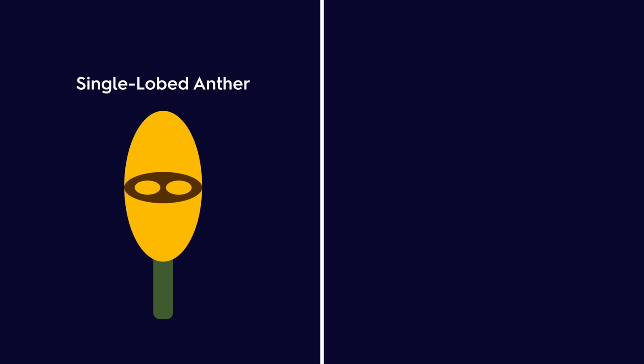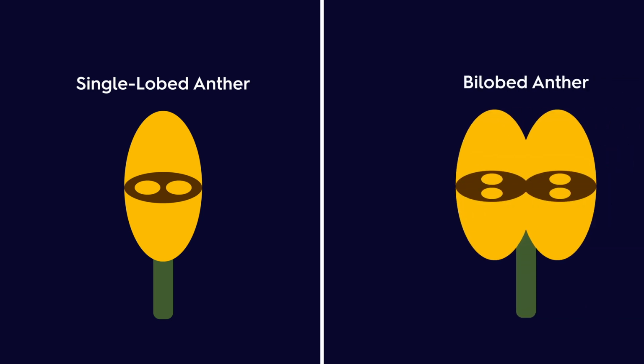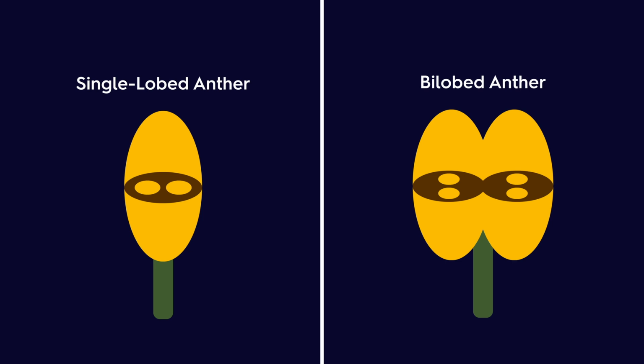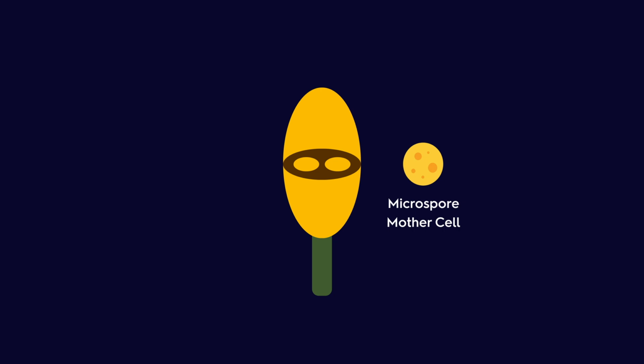Also, let's remember, anthers can vary. A single-lobed anther typically has fewer pollen sacs than a bilobed one. Fewer sacs usually means fewer places to produce pollen. So while anthers may look different on the outside, the process inside follows the same basic pattern, turning one mother cell into multiple microspores.